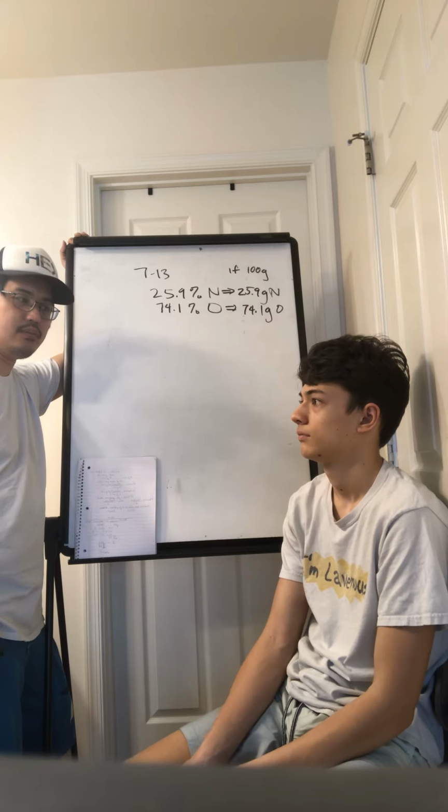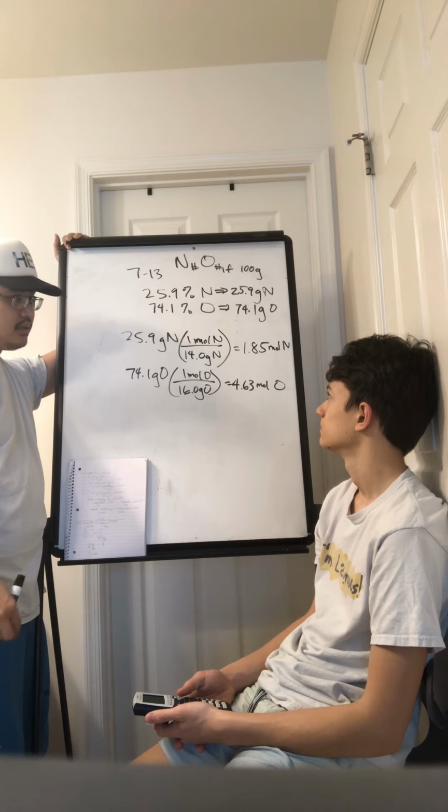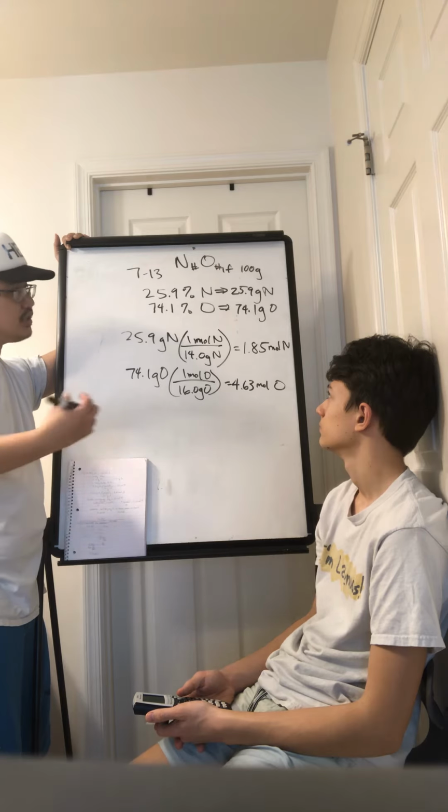Okay. So what we want to do is figure out this unknown compound, N number O number, and we don't know how many nitrogens and how many oxygens there are. Is this nitrogen monoxide? Is this nitrogen dioxide? Is it nitrogen something else? I don't know.